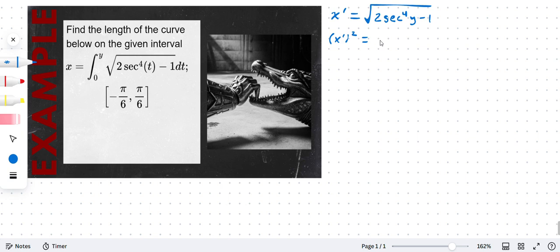So when we square that, our square root goes away. So we just get 2 secant to the fourth of y minus 1. And then when we add, I'm just going to put plus 1 because my computer's being weird. That's going to go away. So we get 2 secant to the fourth of y. Then we need to take our square root, which is going to give us the square root of all of this stuff.